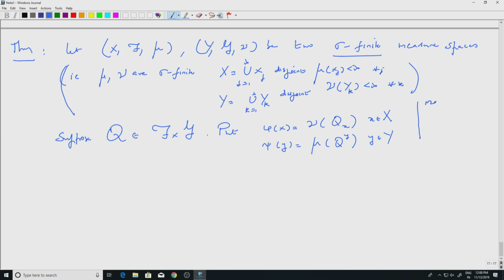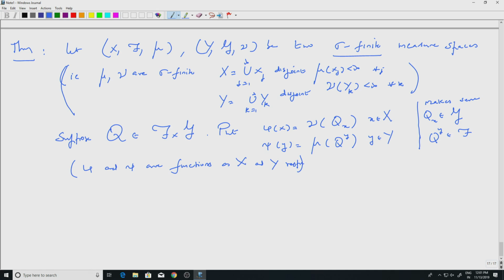Let me note it here: it makes sense because Q sub x belongs to g, and so it is measurable, and so nu of that will make sense. Similarly, Q super y is in script f, and mu is a measure on X, so mu of Q super y makes sense. Okay, that is important. So these are functions: phi and psi are functions on X and Y respectively.